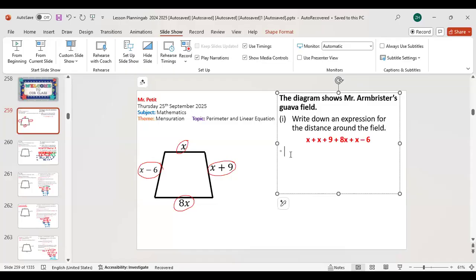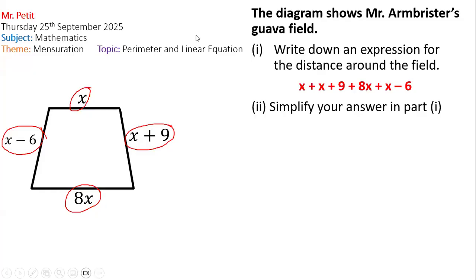Good. So now we want to obviously simplify it. Write this down for me, please: simplify your answer in part 1. We want to simplify our answer, but we want to do it the easy way. We don't want to do it the long way. We just want to be able to look at it and simplify it. You all think you could look at it and simplify it by now? Yes. All right, so let's go ahead and do that.